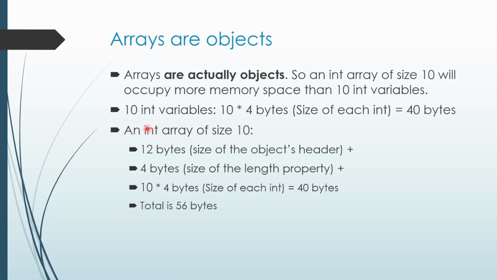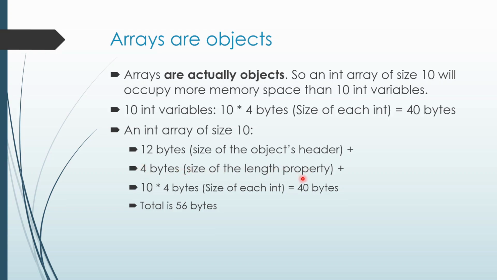What about an int array of size 10? Now, this is also storing 10 ints only, but what is the total size of the array now? Because this is an object, and an object's header is always of the size of 12 bytes. So this memory will be required, because it will require 12 bytes to store the object's header. It will also require 4 bytes for the length property.